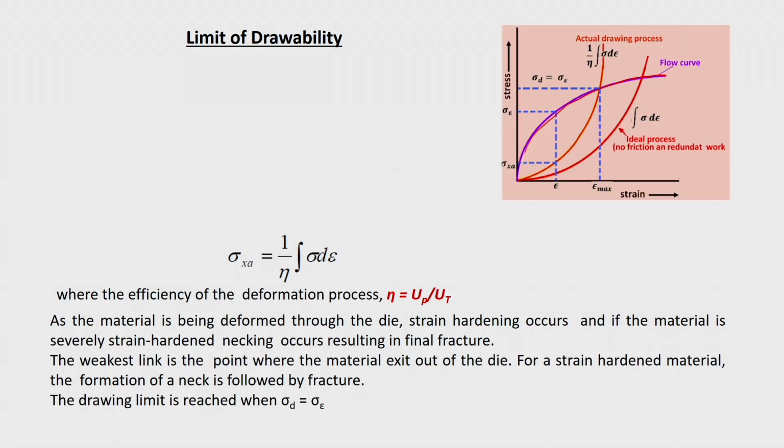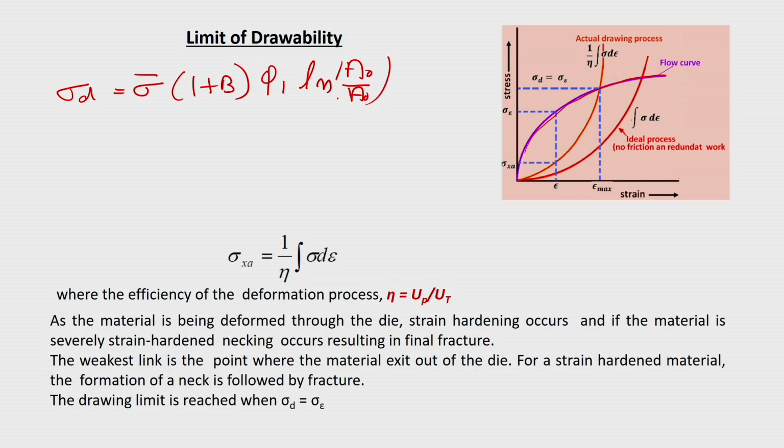So, if this is the typical flow curve of the material given by this curve, earlier also I wrote that the draw stress sigma d is equal to sigma bar into 1 plus b into phi into log A naught by A f. Again and again I am writing this. This is a general equation. We can almost write it in this general form: sigma d is equal to 1 by an efficiency factor eta into the integral of sigma d epsilon. This we can write.